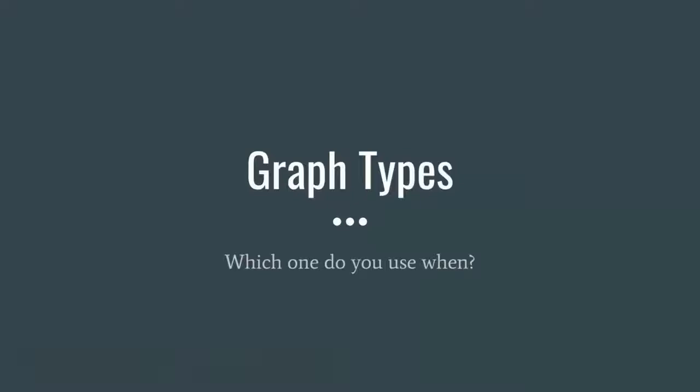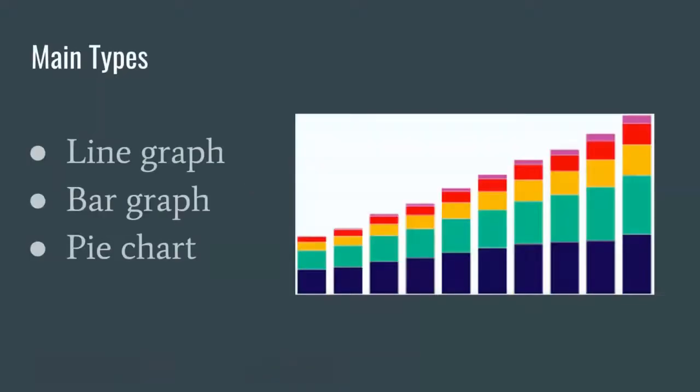So there's a bunch of different types of graphs, and there are different times that you need to use the different types. So when exactly are those instances? We're going to cover three different kinds of graphs or charts in this video. We're going to talk about line graphs, bar graphs, and pie charts.